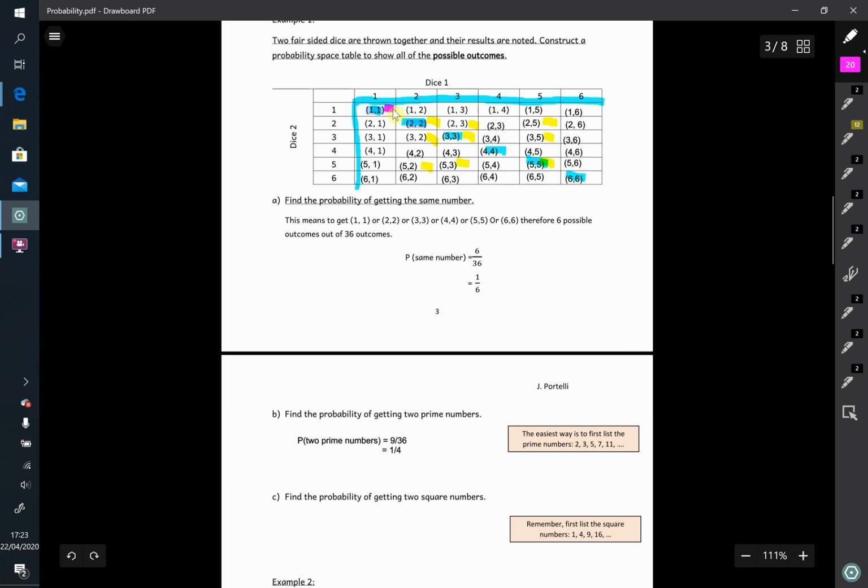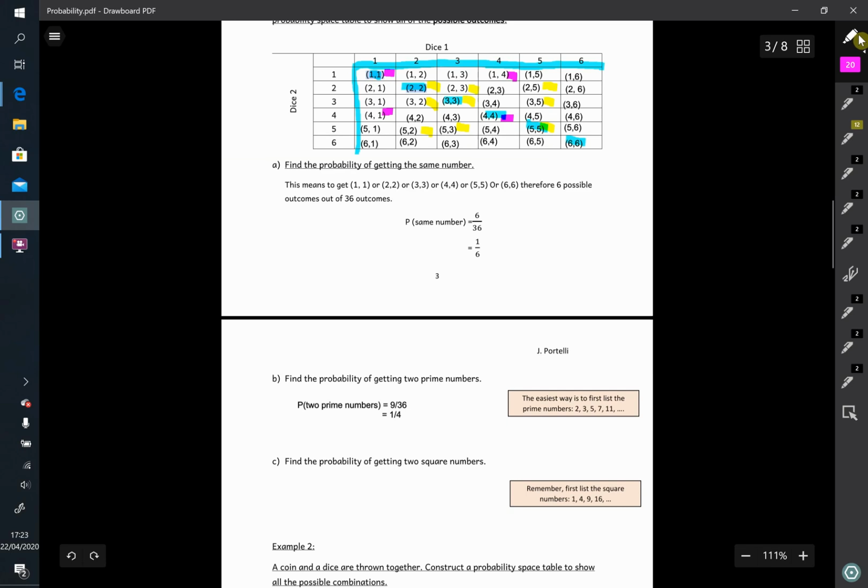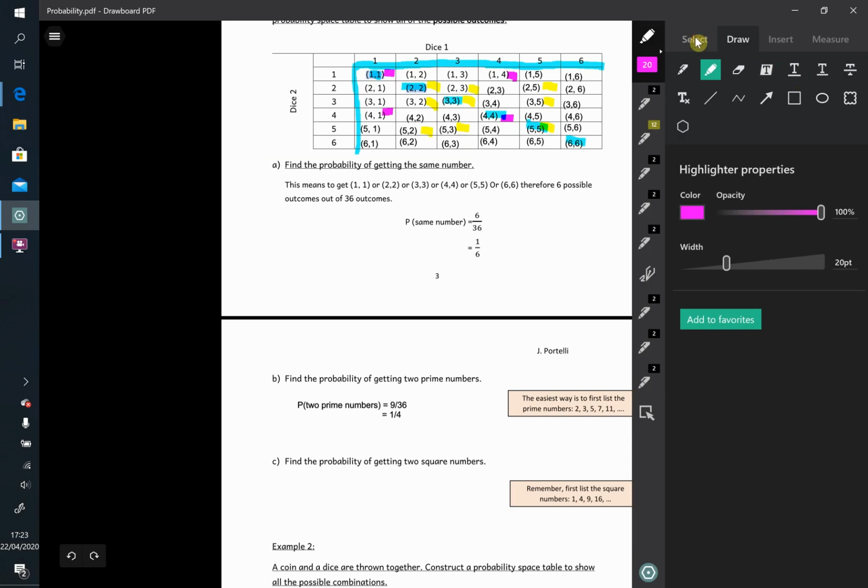So 1, 1 is a square number. And 1, 4 is a square number. So I need 1, 4, and just 1 and 4 really. I can have 4 and 1 and 4 and 4, because 5 is not, 6 is not, 3 is not, and 2 is not a square number. So how many are you seeing? Pink, 4 of them.